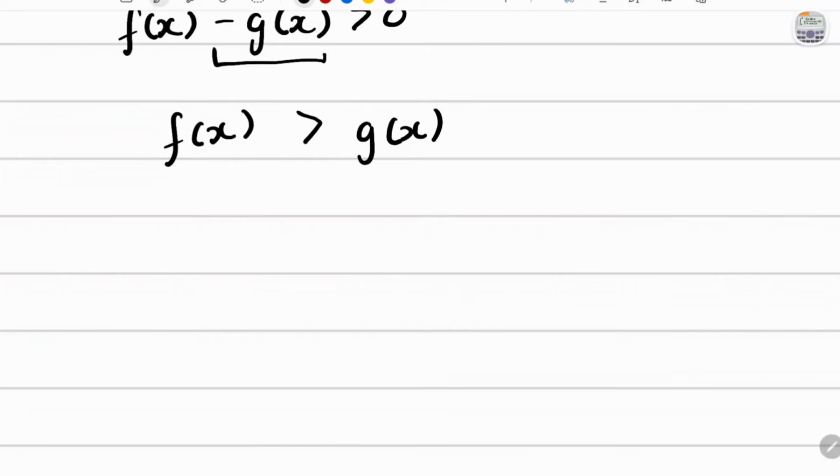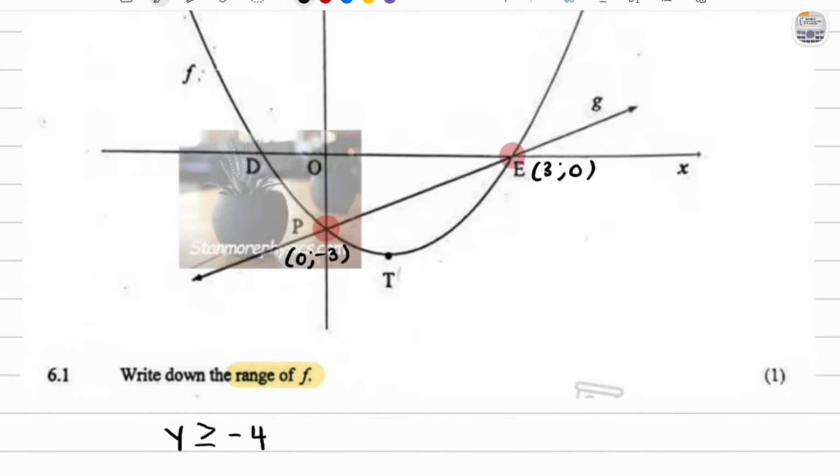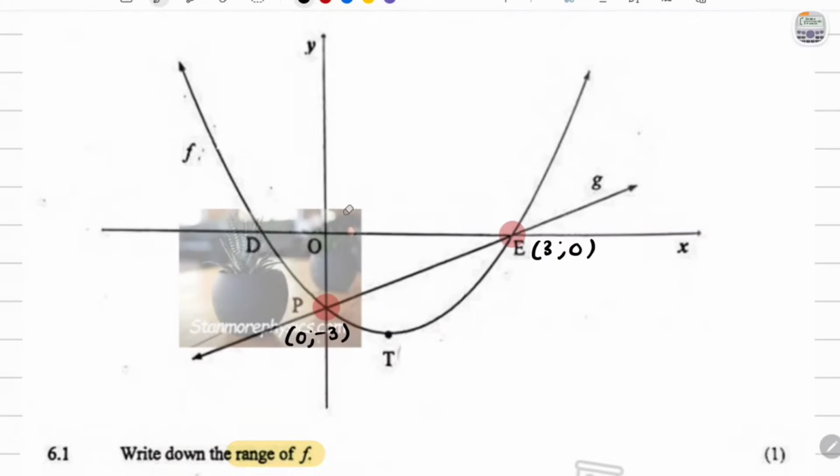This is actually what they're asking you. They're asking you for the values of x for which f of x is going to be greater than g of x. So remember they refer to y values, right? Because we're speaking about y values, the only places where f is going to be greater than g is where the y values of f are higher than the y values of g.